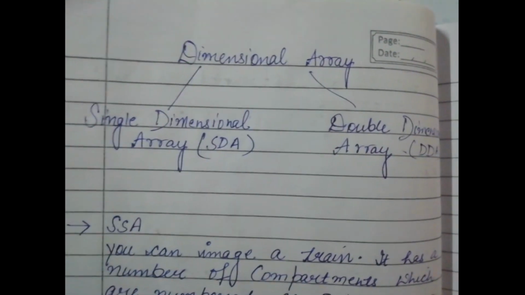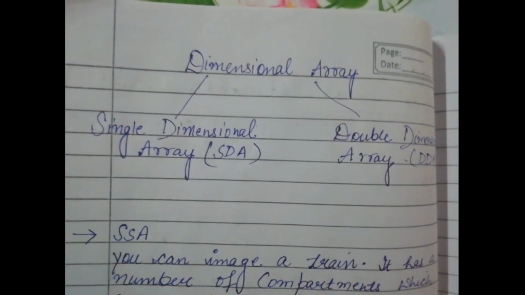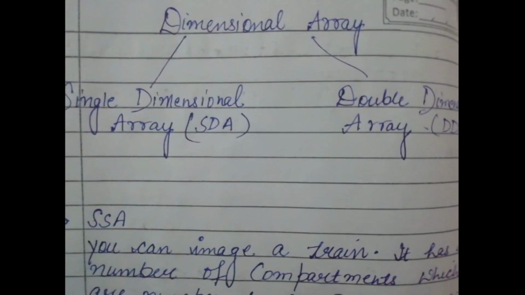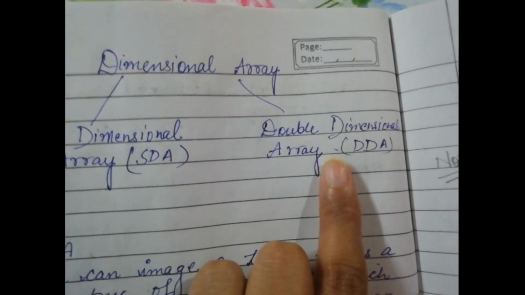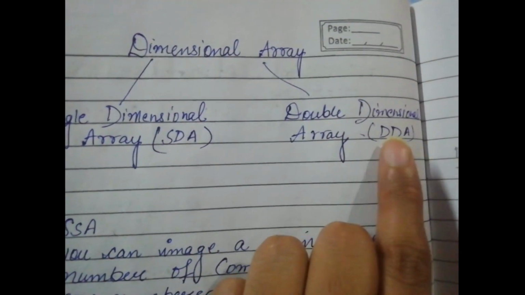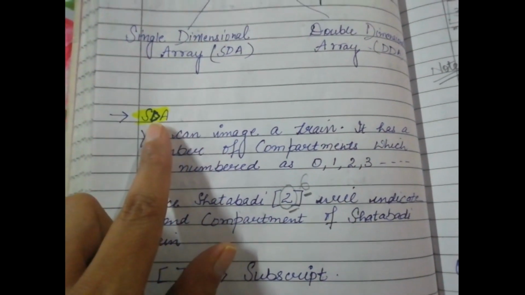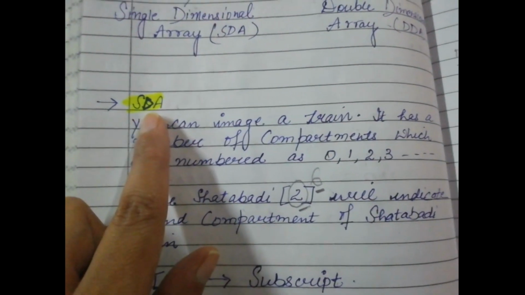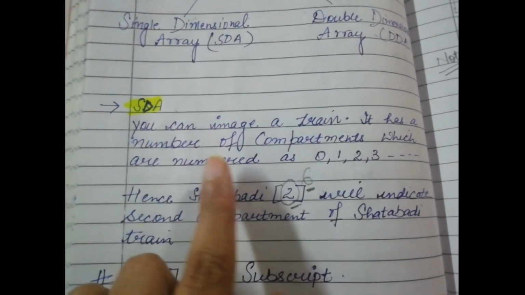After this, it's a dimensional array. How many types of dimensional array are there? It's single dimensional array and double dimensional array, SDA and DDA. Okay, let's discuss the first type, that is SDA, single dimensional array.